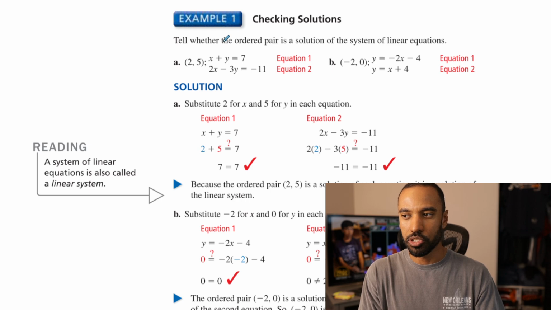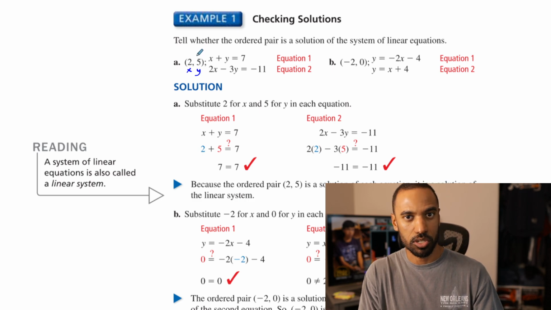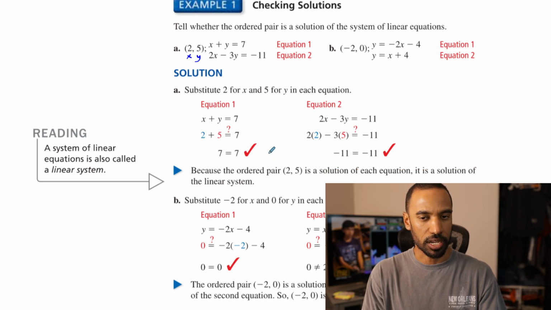So I believe they're going to start off not with the graphing itself, but understanding what a solution means. We have this, they say, tell whether an ordered pair is a solution of the system of linear equations. We have 2, 5. X is 2, y is 5. They want us to find out, does x equals 2, y equals 5 work for both equations in the system? If so, then that means it's a solution to the system. So what are they going to do? They're going to take this first equation, substitute 2 for x and 5 for y. 2 plus 5 is 7. 7 equals 7. That checks out.